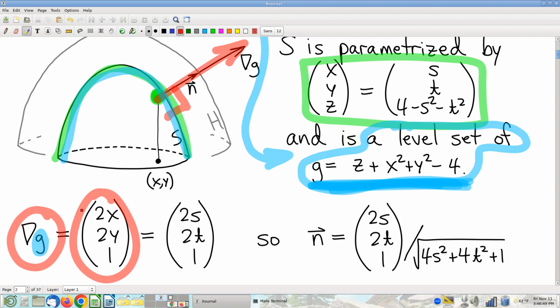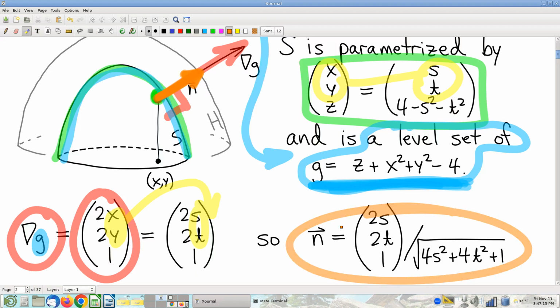Okay, and now don't forget the way we have things set up. X and Y are S and T. And so with that in mind, we can rewrite our gradient like that. Except, here's the thing though, that's not what I wanted. What I really wanted was not that whole vector. I just want a unit vector pointing in that direction. And so dividing by its own magnitude gives us then what this unit normal vector is here. And now I've actually got everything that I need.